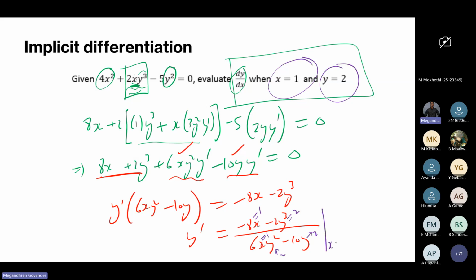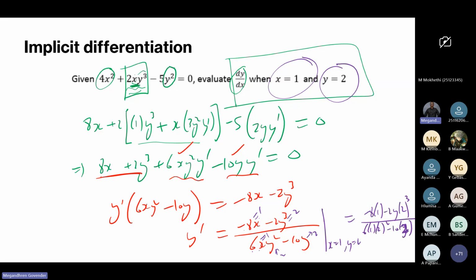So at x equal to 1 and y equal to 2, that's 1 times that gives you that minus 2y into 2 cubed. You just do a direct substitution. Then 6xy squared is 6 into 1 times 2 squared minus 10 times y times 2. I'll let you evaluate that. That's just going to become a number.